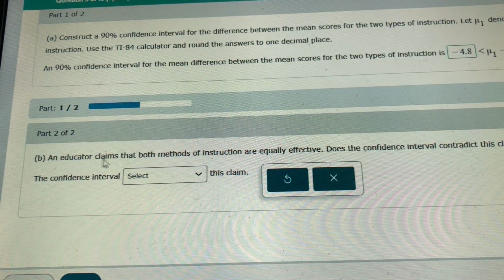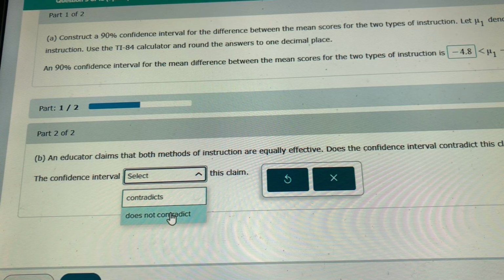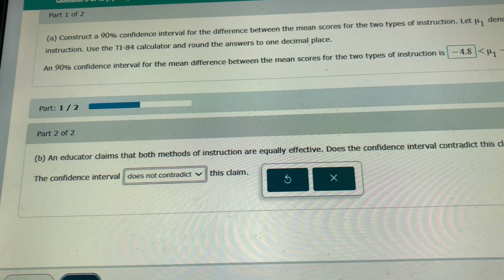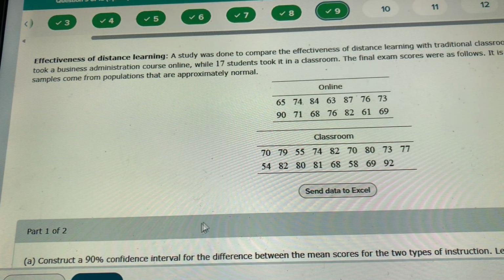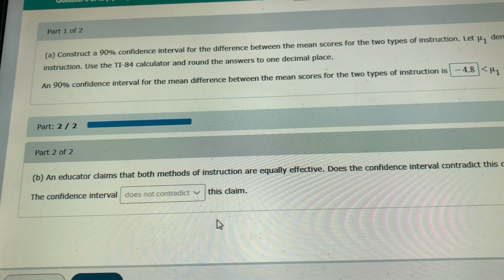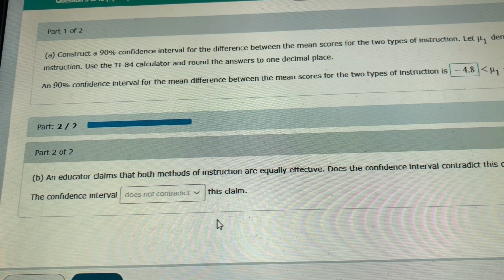An educator claims both methods are equally effective. See, if they're equal, that's when 0 is in the interval, which means it's possible that they're equal. Does the confidence interval contradict this claim? No, it doesn't, because 0 is possibly in my interval. It would only contradict it if 0 was not in the interval. In other words, if it was all negative for both answers or all positive for both answers, then you could say it contradicts the claim.